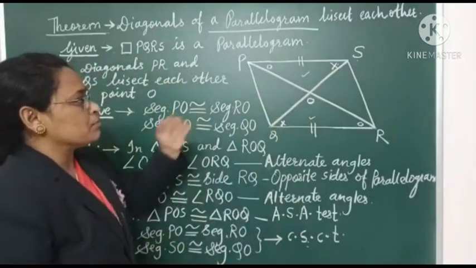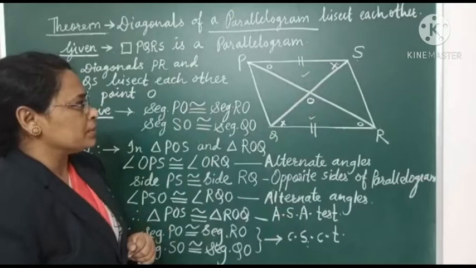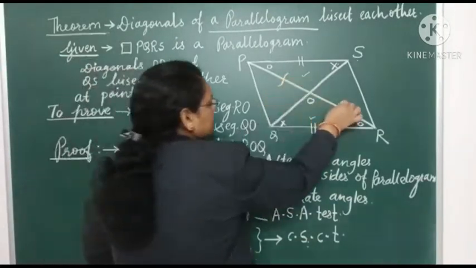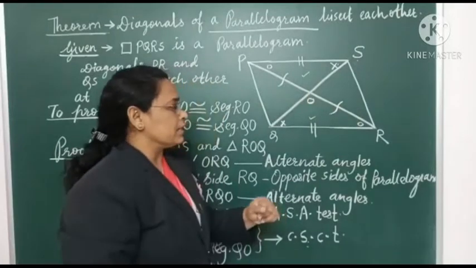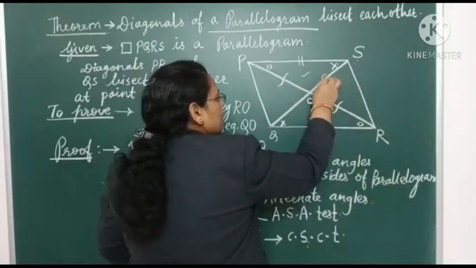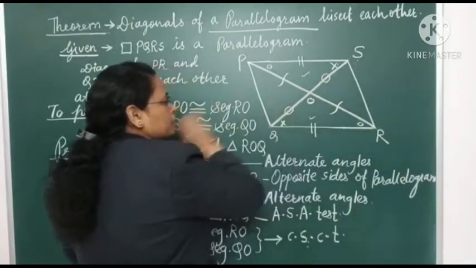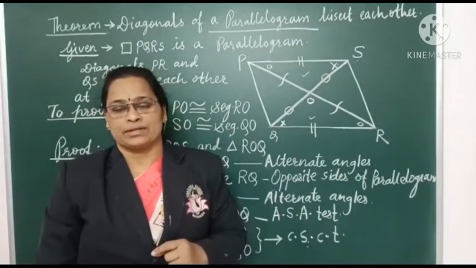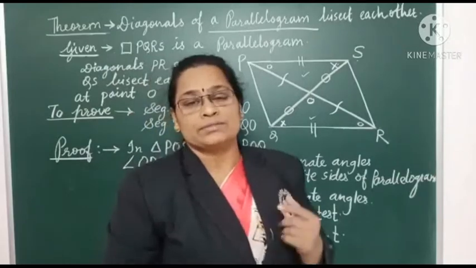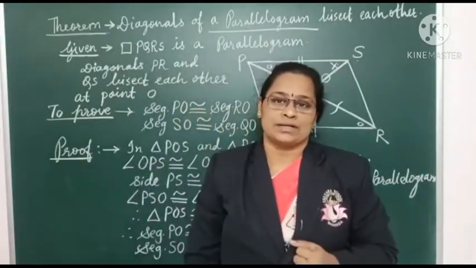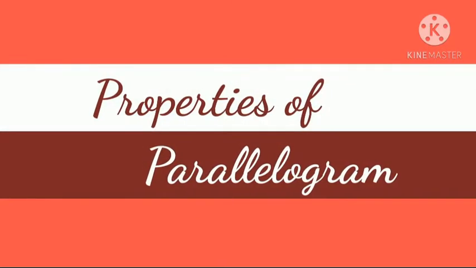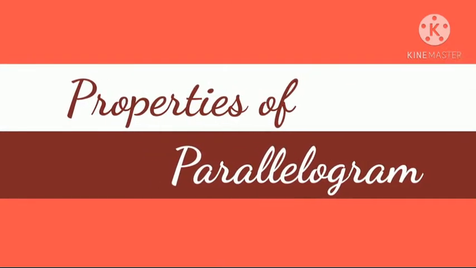So once we have proved that both the triangles are congruent, we can prove now that segment PO is congruent to segment RO as well as segment SO congruent to QO by CSCT, corresponding sides of congruent triangles. Therefore, we can prove that diagonals of the parallelogram bisect each other. Remember the properties of parallelogram.